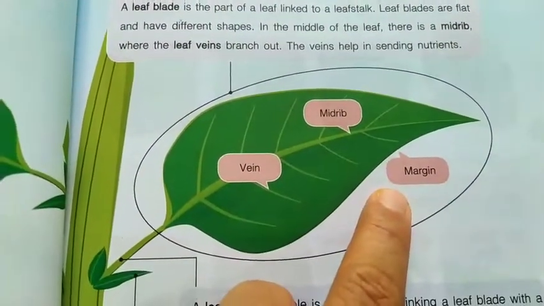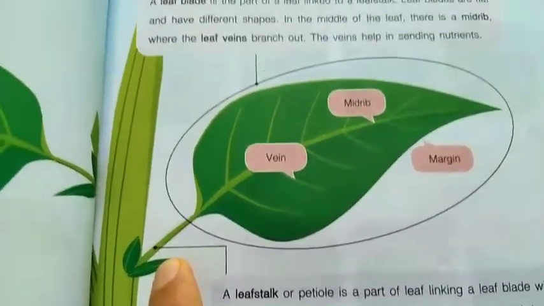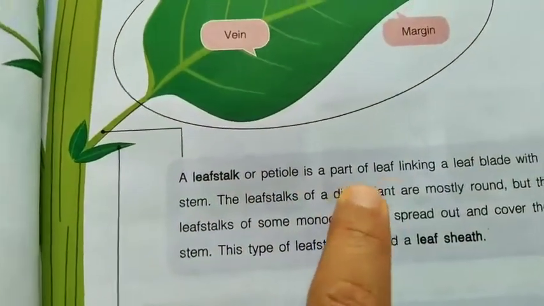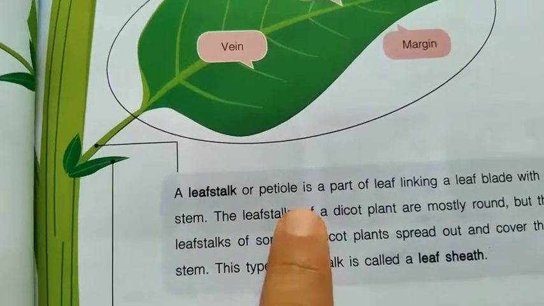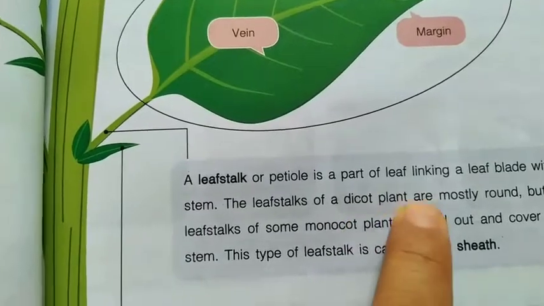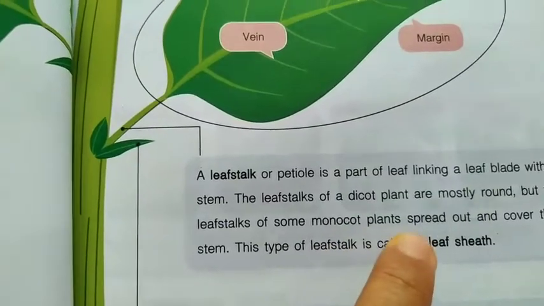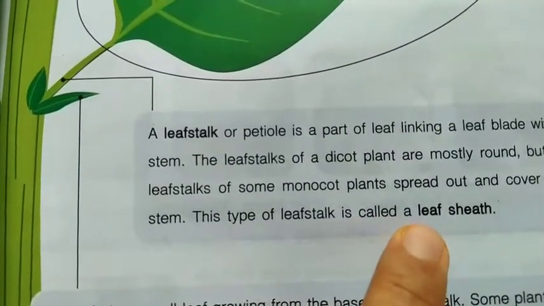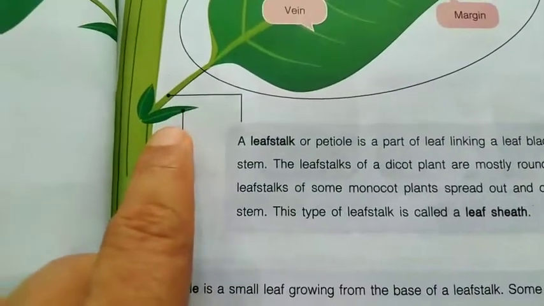Okay, how about here? The leaf stalk or petiole. All right, so we have again another one. Leaf stalk and petiole is a part of leaf linking a leaf blade with a stem. The leaf stalks of a dicot, dicot means two, right? Dicotyledon, like two seeds, right? Plants are mostly round, but the leaf stalks of some monocot or single plants spread out and cover their stem. This type of leaf stalk is called a leaf sheath. Leaf sheath. Stipules, and what is this one?